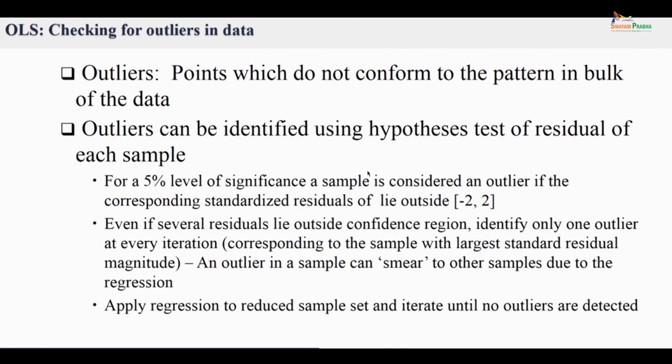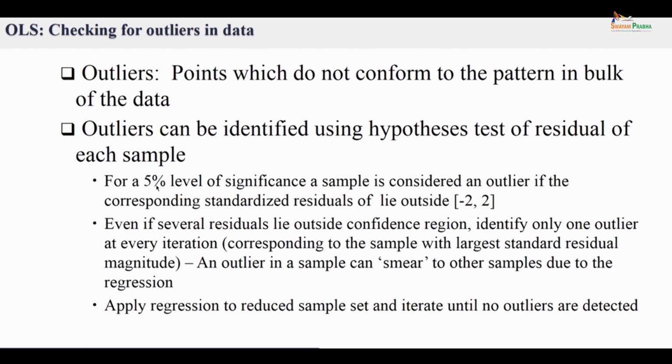Okay, the last thing that we need to do is also clean out the data. We don't want to use data that have large errors, what we call outliers, points which do not conform to the pattern found in the bulk of the data, and the outliers can be easily identified using a hypothesis test of the residual for each sample. We have actually found the standardized residual for each sample. So the standardized residual roughly follows a t distribution, but for a large enough number of samples, we can assume that it follows a normal distribution.